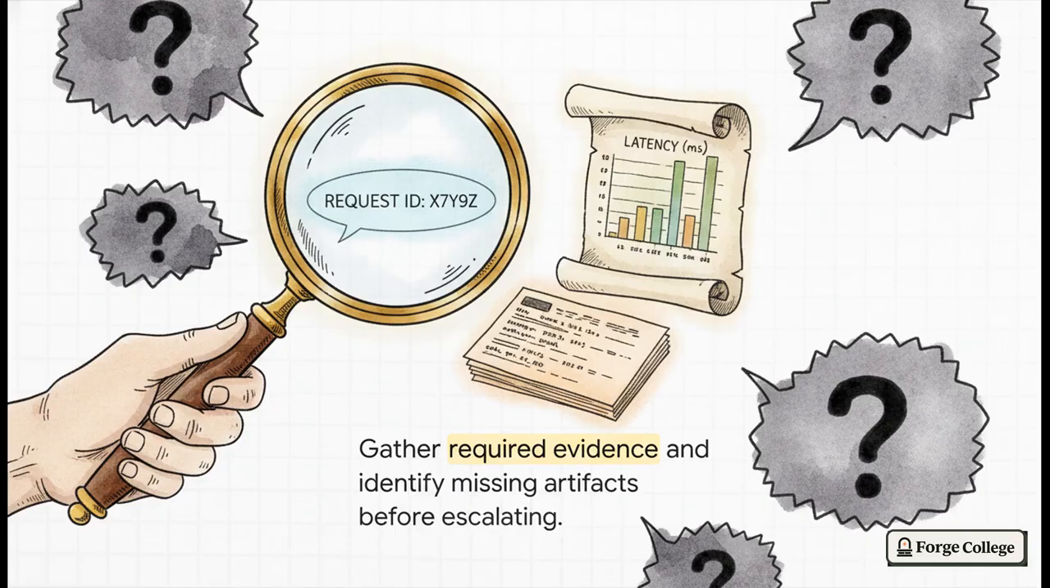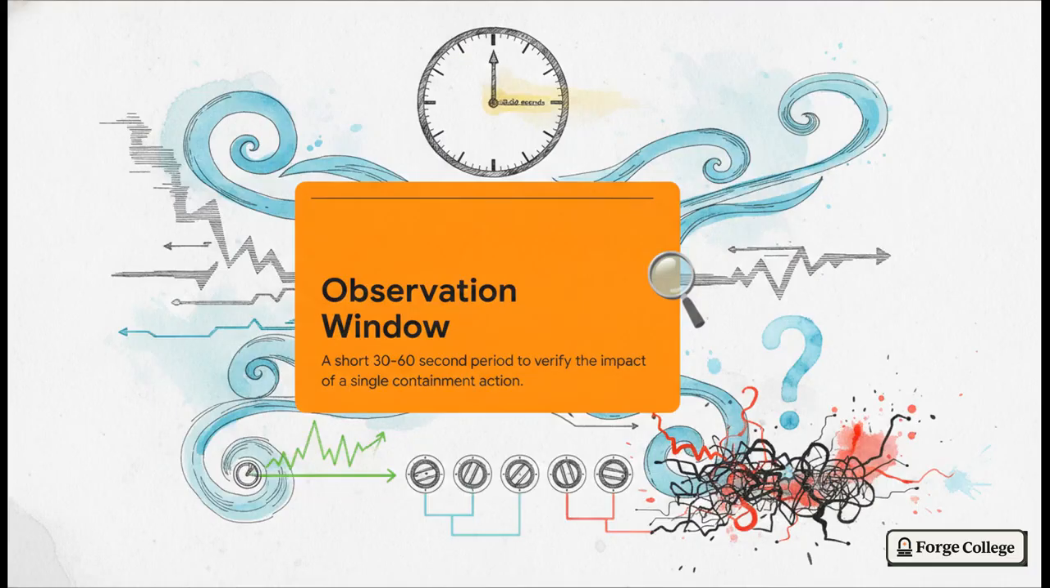Is the 5xx error rate above 3% for over a minute? Did the P95 latency cross 1.2 seconds? We gather our artifacts, things like request IDs, latency histograms, and if anything is missing, we identify exactly what it is before we proceed.